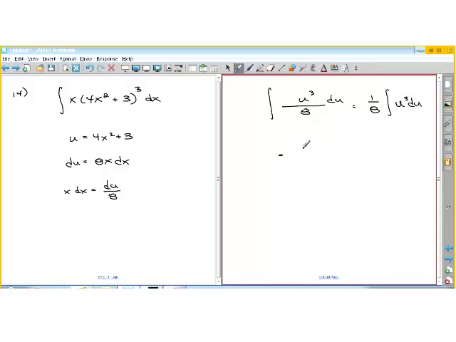Okay, now it's a power rule, so we just integrate that. The integral of u cubed is we add 1 to the exponent and divide by the new exponent. So we'll get 1/32 u to the 4th, and I forgot my arbitrary constant c, got carried away there. So I had c. So let's go ahead and put u back in. 4x squared plus 3 to the 4th power divided by 32 plus c. And that's correct.